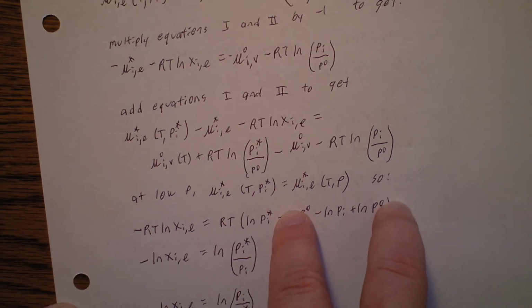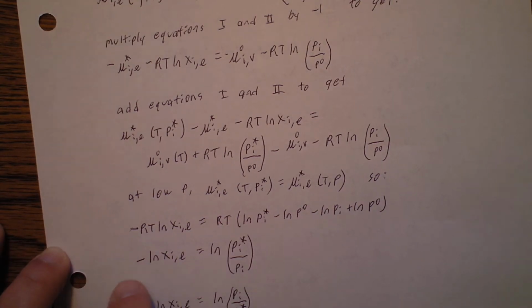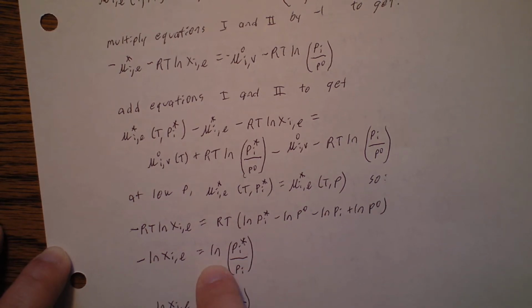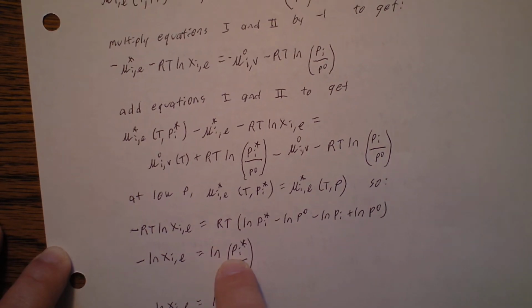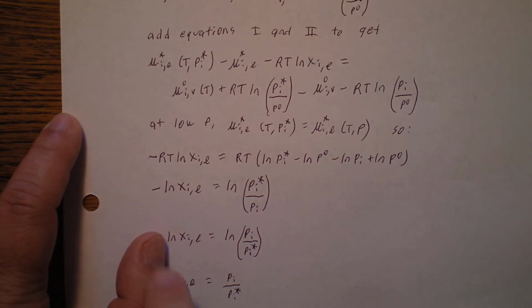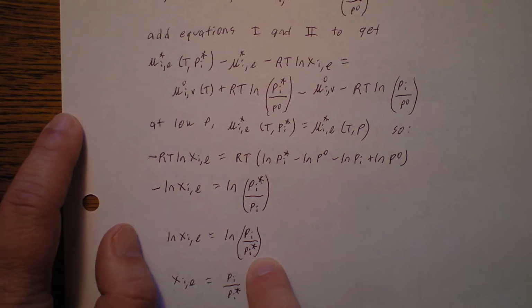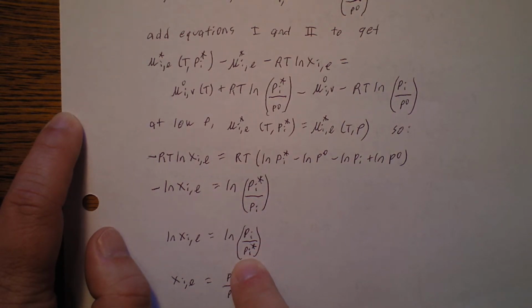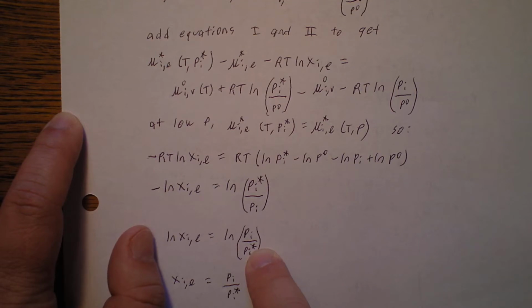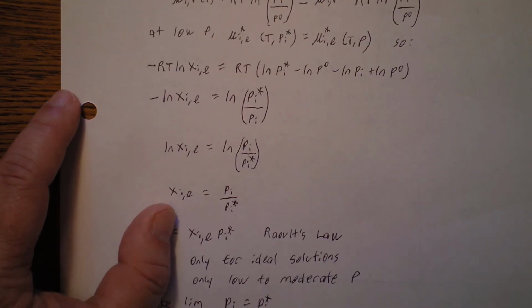So obviously these cancel out, and then of course these cancel out too. So we get minus the natural log of the mole fraction of I in the liquid form is equal to the natural log of the partial pressure of I unmixed divided by the partial pressure of I. So we get the natural log of the mole fraction of I in the liquid form, and that's equal to the natural log of the partial pressure of substance I divided by the partial pressure of substance I unmixed. So what we did was we multiplied it by -1 so we could flip this upside down. And then of course take e to both sides.